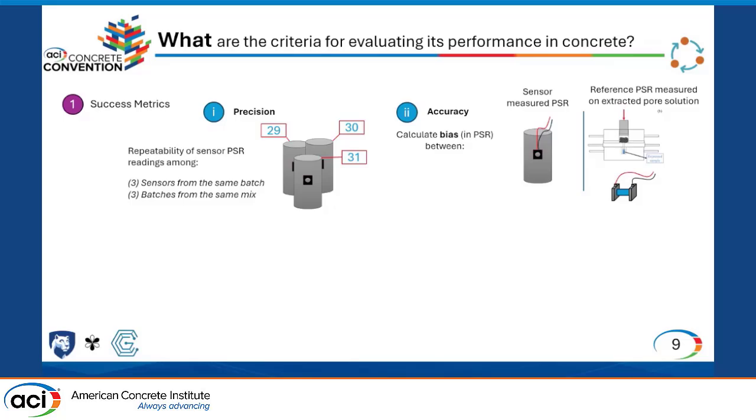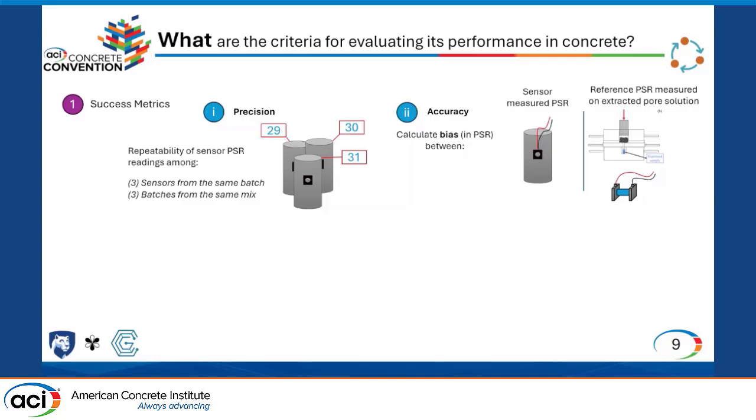So what are the criteria for evaluating the performance of the sensor in concrete? Well, first is precision, or we can call it repeatability as well. We want to make sure that the sensor is reading similarly with the same concrete samples that are made from the same batch. So 3 sensors were kept from the same batch and tested for precision. And then we tested 3 different batches from the same mix to make sure that even if we made different batches, we're still getting the same pore solution resistivity.